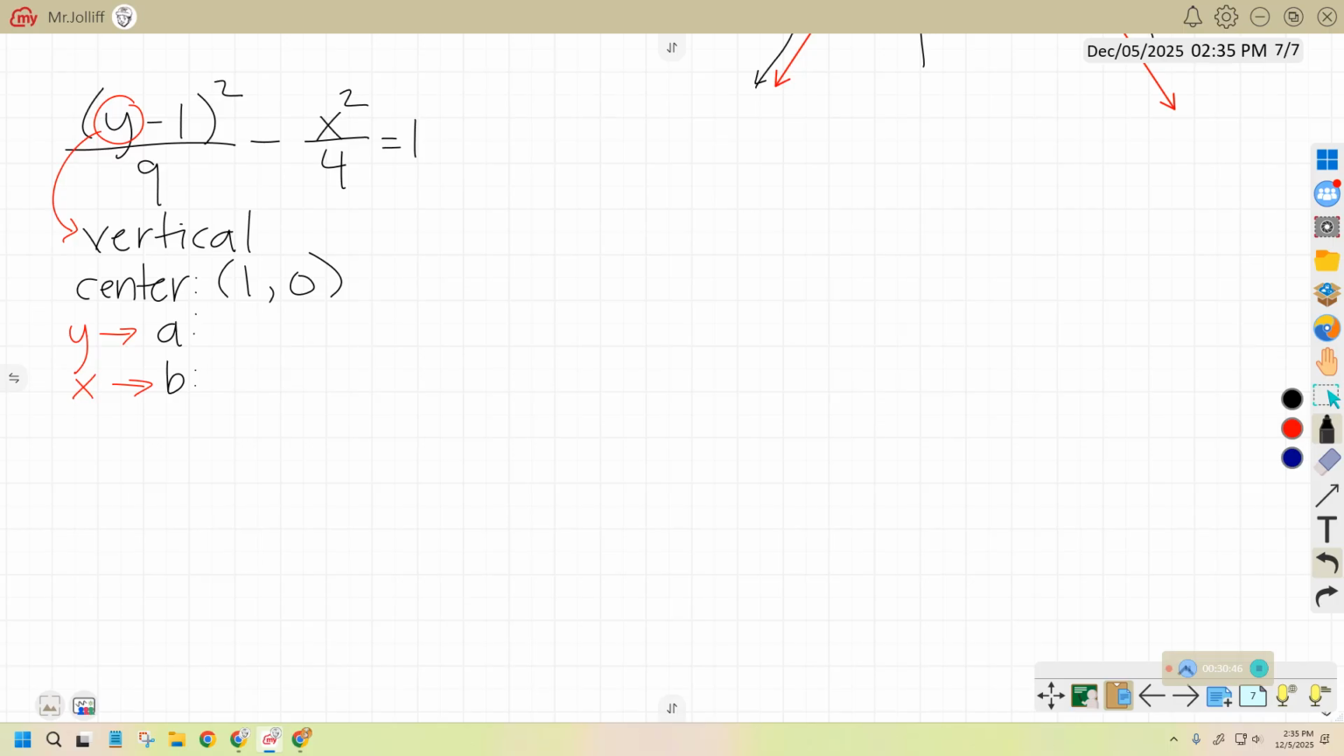Brandy, what is my A? 3. Very good. Square root of 9. Perfect. Lucero, what is my B? 2. Perfect. Square root of 4. A is square root of first number. B is square root of second number. Perfect. I now have enough information to graph my hyperbola, right? Same basic information as an ellipse, sorry.